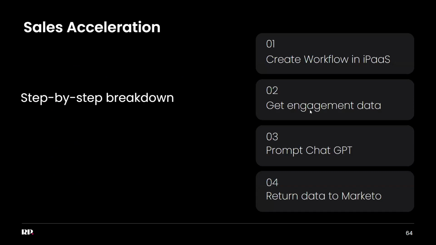So to do that, we will actually use a middleman workflow in an iPaaS platform. As Tyron explained in the beginning, this is one of the ways that we can integrate Marketo with ChatGPT. In my case, I use Zapier, but you can use any iPaaS that you want, like Workato, Power Automate, whatever your company uses. You have to get the engagement data, create a prompt to ChatGPT, and then finally return that response from ChatGPT to a field in Marketo that will be synced to the CRM.